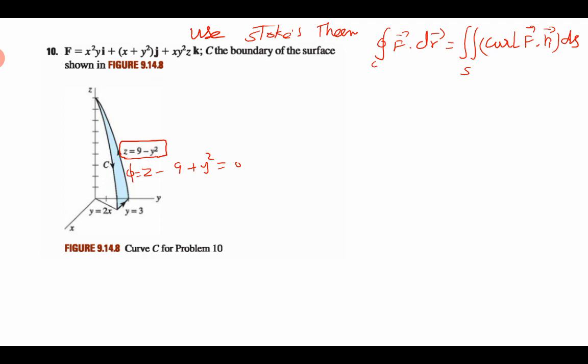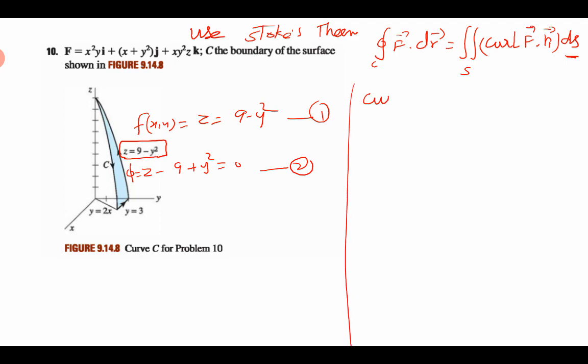And what else? Since z is a function of y, we can take f and find dS. That is also possible. So f of x, y, a function of two variables, z is equal to 9 minus y square. This is equation number 1, and the other is equation number 2. F dot r, we will come back to those parts later. First we'll find curl F vector.